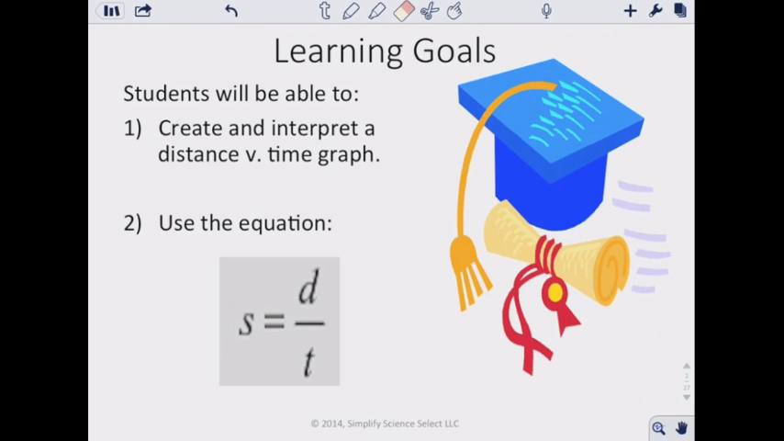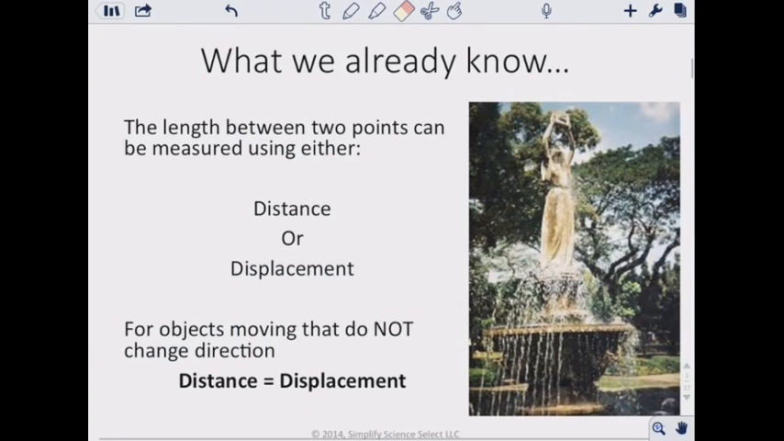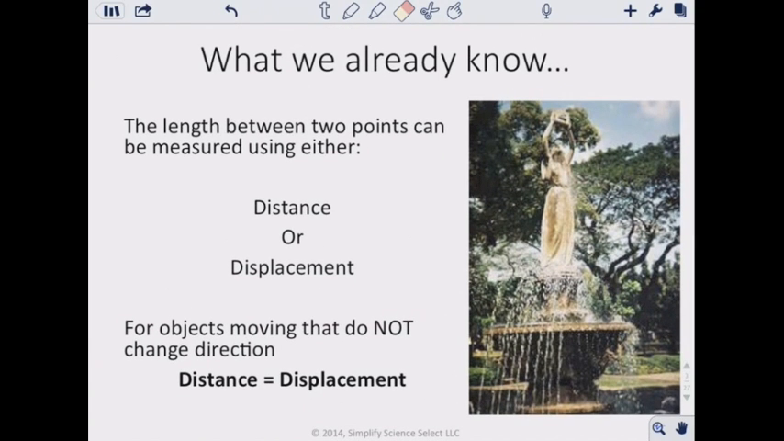So jumping right into this, what we should already know is that the length between 2 points can be measured using either distance or displacement, and they're two different things in some cases. For objects moving that do not change direction, distance equals displacement, but that's not always the case. When objects change direction, distance doesn't always equal displacement.